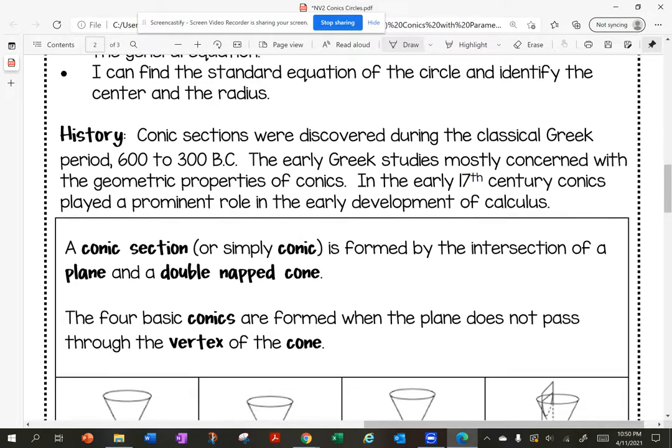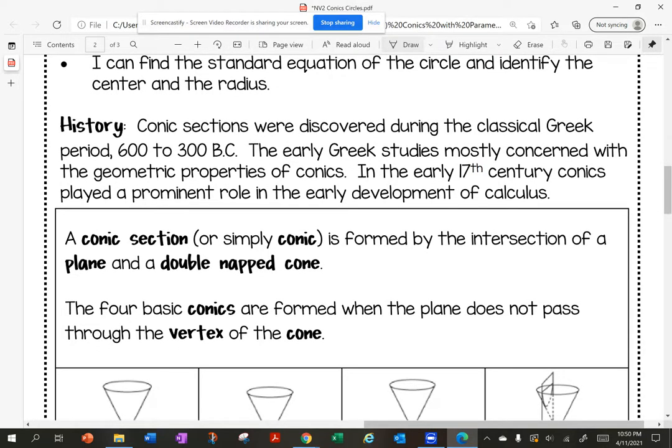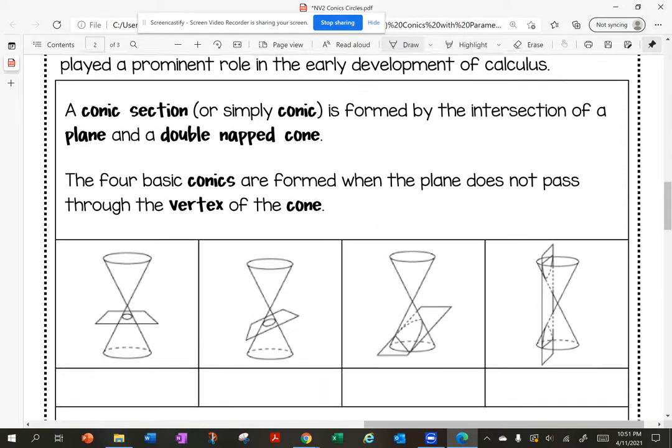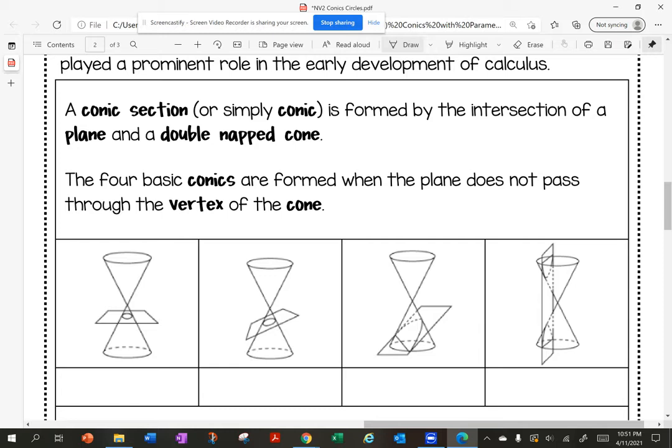So originally the Greeks discovered this from 600 to 300 BC, and they were mostly interested in the geometry of it. But this ended up being the foundation for the development of calculus that came afterwards. So what are conic sections, or simply conics? They are the intersection of two double-napped cones and a plane.